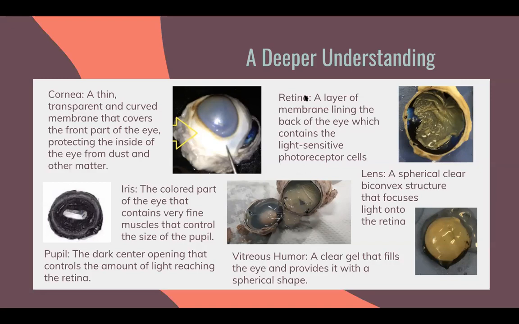So then we have the retina, and this is the retina right here, and it contains light-sensitive photoreceptor cells. If you look right here, this is where the optic nerve would be, and the optic nerve leads to the brain, so then our brain can process what we're seeing, basically.